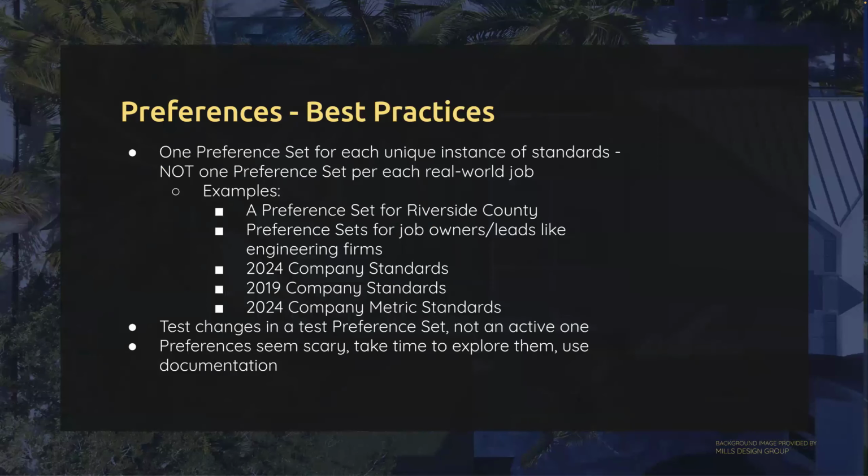Getting into some best practices, a new preference set created for each unique instance of required standards is going to be the golden rule for preference sets. I have some examples listed here for instances that would require individual preference sets. Do your best to not test changes and updates in active preference sets. If anything, once a new set of standards is created and saved into a preference set, it's best to start applying that to new jobs only. Anything else can be carried out with its current preference set.